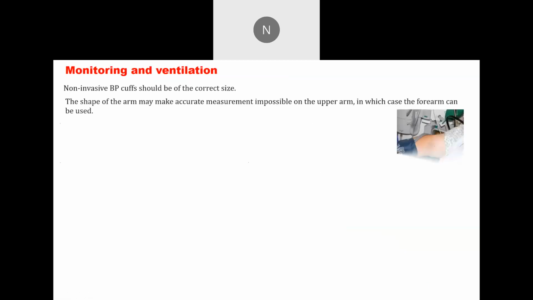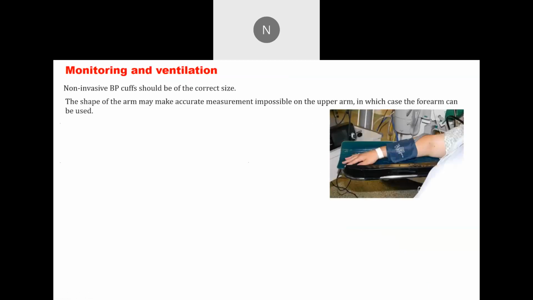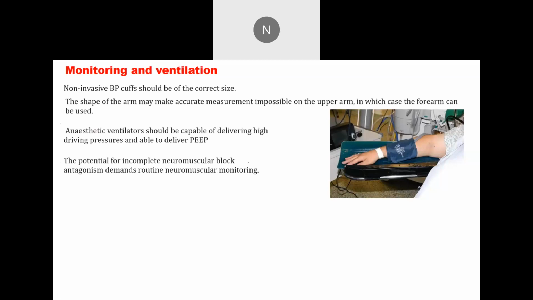And monitoring, you can use the non-invasive BP in the forearm. Make sure that the tubing is going into the radial artery so that you can get the correct reading. And you must have ventilators which will be able to deliver high driving pressure and increase the PEEP to do the recruitment maneuver. And the neuromuscular monitoring may be required, as I said, to monitor the neuromuscular function and recovery.